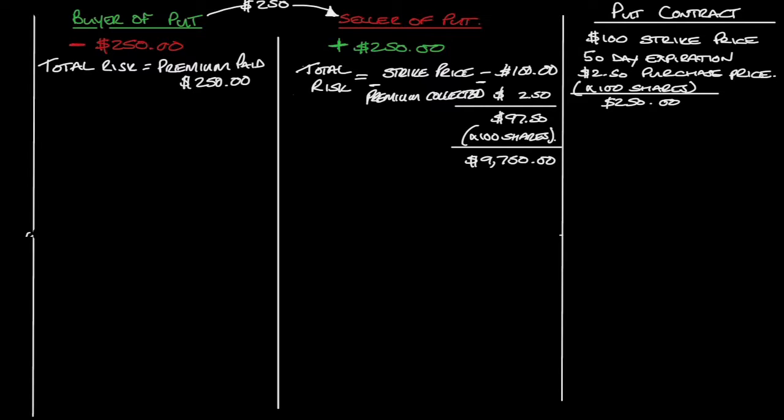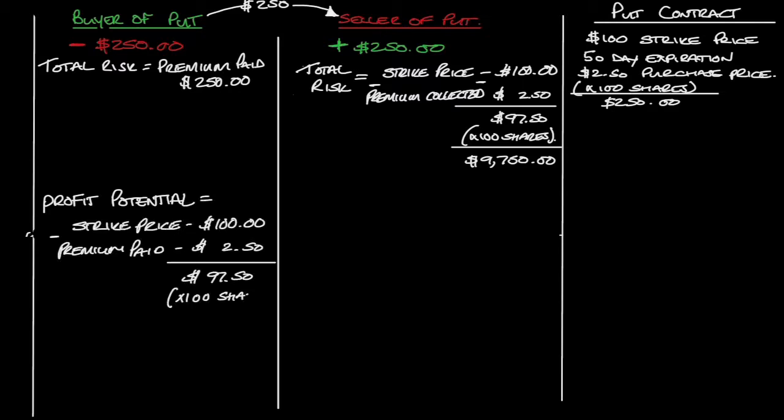The risk profile for the seller of the contract is very different. When we sell a put, we agree to buy the underlying stock at the strike price if the buyer exercises the option. If the stock's price falls below the strike price, we may end up buying shares for more than their current market value, potentially resulting in a significant loss. In this example, the strike price is $100, but we collected a premium of $2.50, so our maximum risk is $97.50 per share. When multiplied by the 100 shares, that equals a total risk of $9,750.